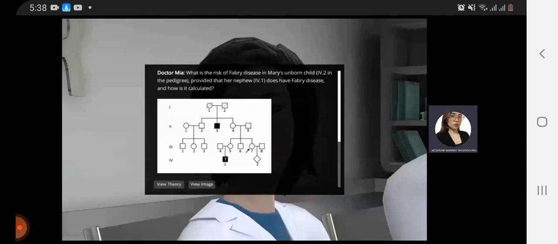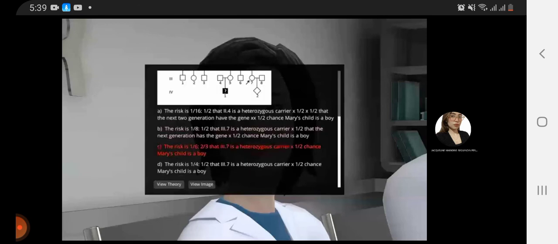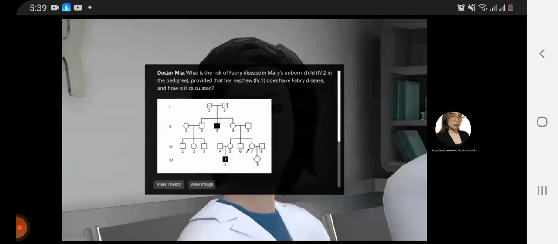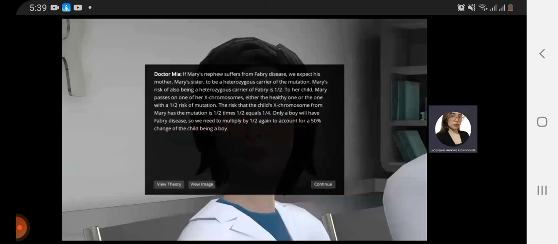What is the risk of Fabry disease in Mary's unborn child, provided that her nephew does have Fabry disease, and how is it calculated? If Mary's nephew suffers from Fabry disease, we expect his mother, Mary's sister, to be a heterozygous carrier of the mutation. Mary's risk of also being a heterozygous carrier of Fabry is 1 out of 2.